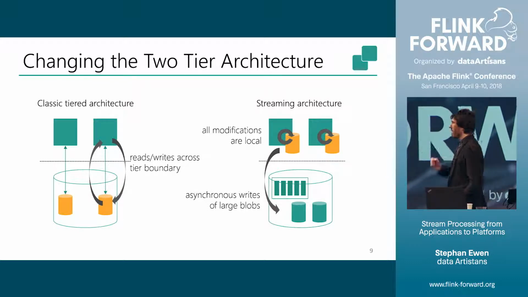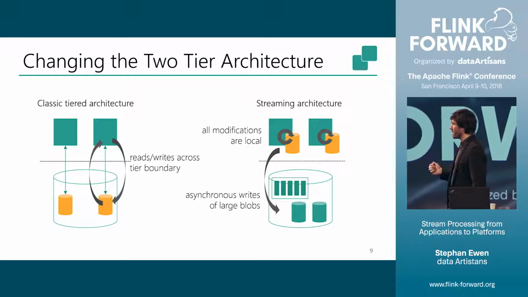So on the left-hand side, in the classical tiered architecture, you have stateless computation, and you cross the tier boundaries for actually every data element you access. You can introduce a lot of caching, do a bit of lazy write-back and so on, but in principle, the picture looks roughly like that.